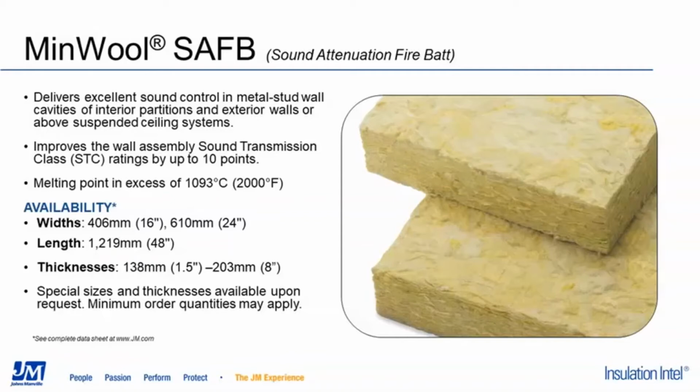The largest SKU that we have is our SAFB, or our sound attenuation fire bat. Similar to our sound and fire block, this goes on interior walls and interior floors and ceiling spaces, again, to help halt the spread of fire in case there's a fire event. SAFB comes in a variety of thicknesses, predominantly in 16 and 24-inch widths to fit those steel stud cavities that Brian had discussed before.